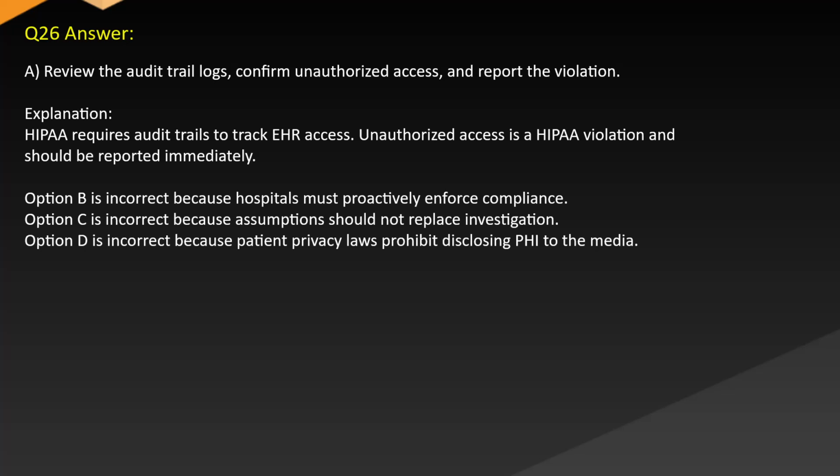Explanation: HIPAA requires audit trails to track AI access. Unauthorized access is a HIPAA violation and should be reported immediately. Option B is incorrect because hospitals must proactively enforce compliance. Option C is incorrect because assumptions should not replace investigation. Option D is incorrect because patient privacy laws prohibit disclosing PHI to the media.